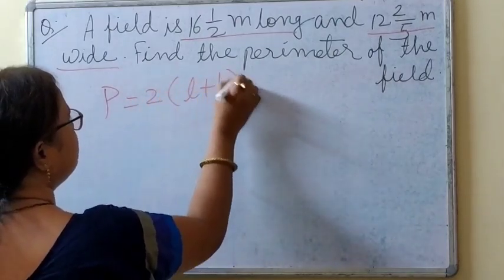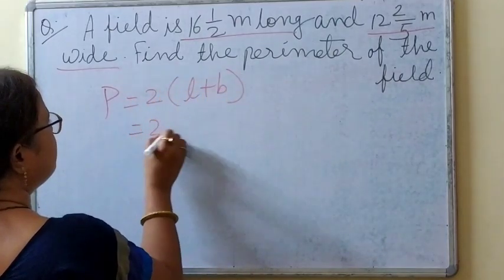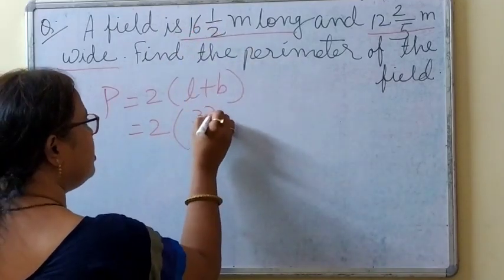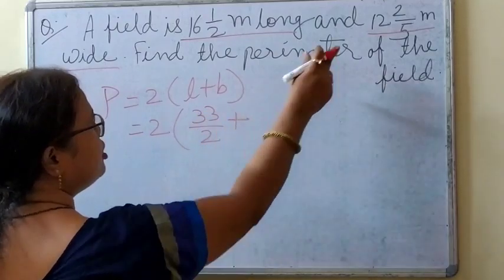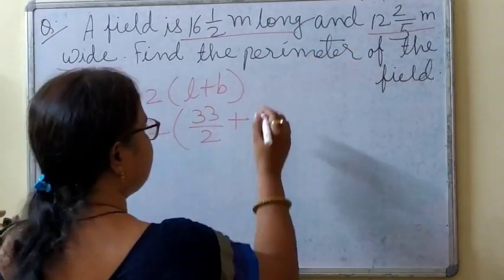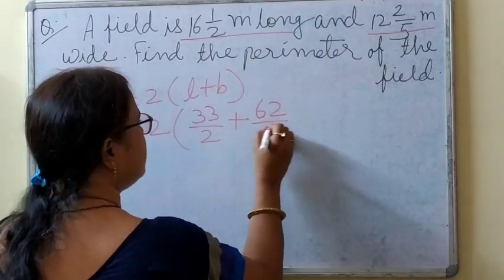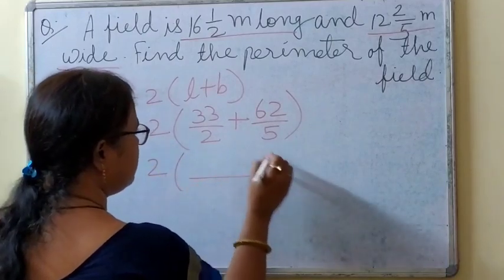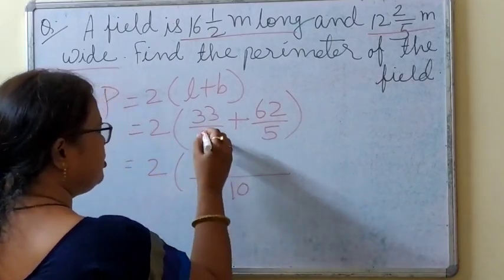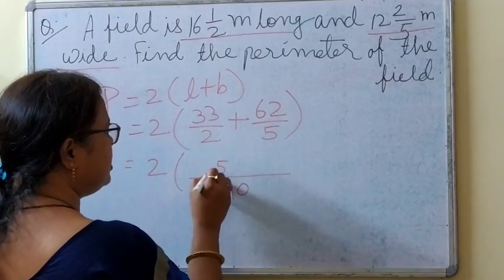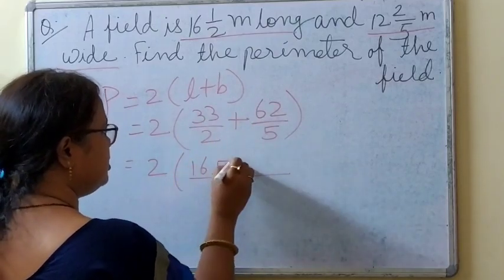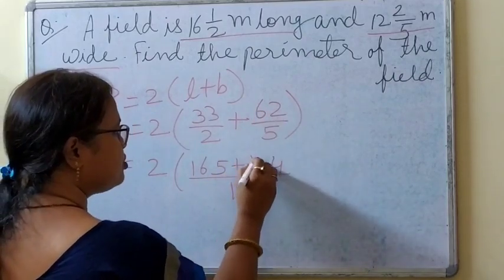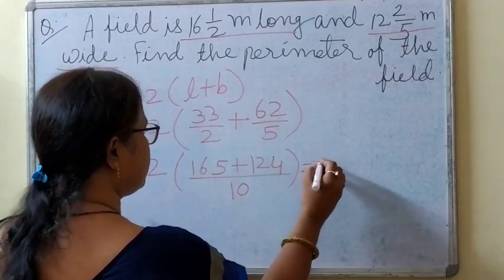Perimeter of a rectangular field is 2 times (L plus B). What is L here? 16 2s are 32, 32 and 1 is 33, so 33 by 2, plus 12 5s are 60 and 2, 62 by 5. Now solve it. Inside the bracket, the LCM is 10. Then 2 5s are 10 and 5 3s are 15. Again 5 3s are 15 and 1 is 16, plus 5 2s are 10, 2 2s are 4, and 6 2s are 12.